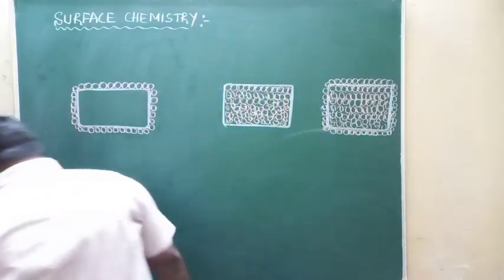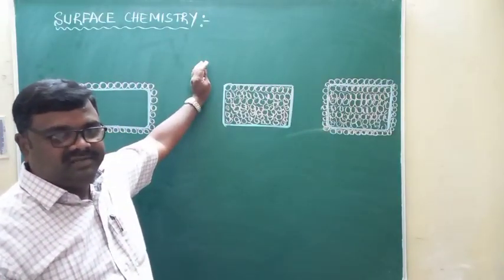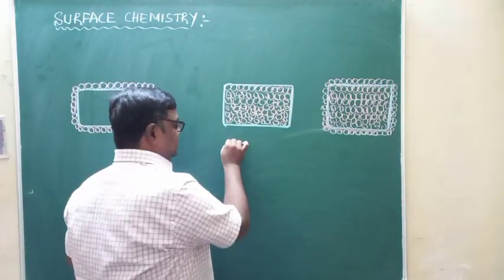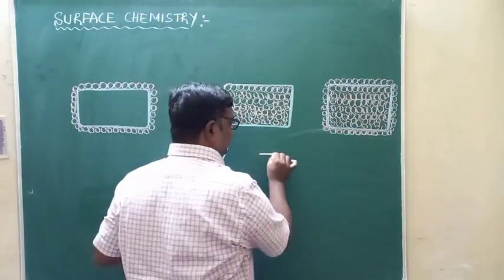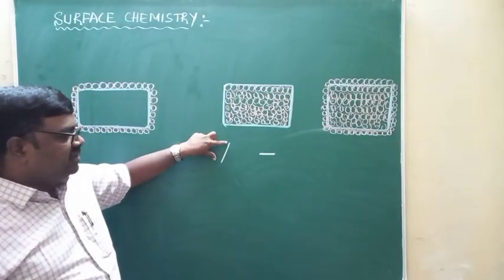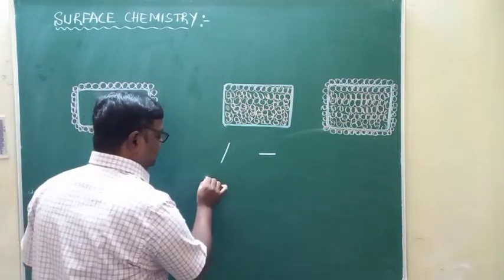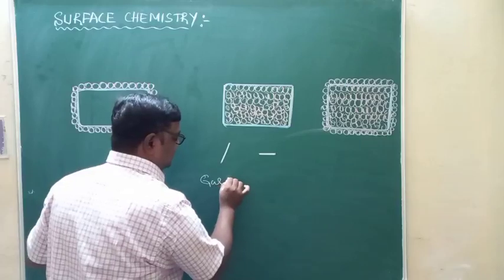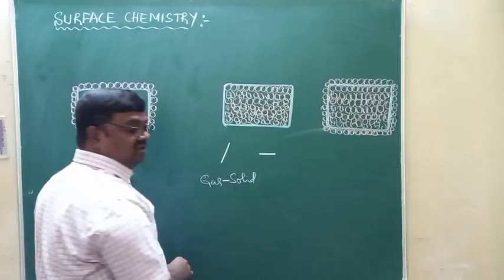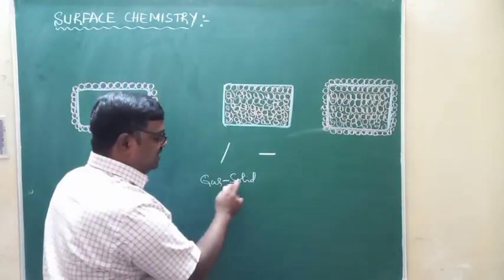As far as interface is concerned, an interface between two physical states, or you can say between two phases, is represented using a slash or a hyphen. For example, if I say gas and solid, this is the hyphen I am using in order to differentiate two phases, gas phase and solid phase.